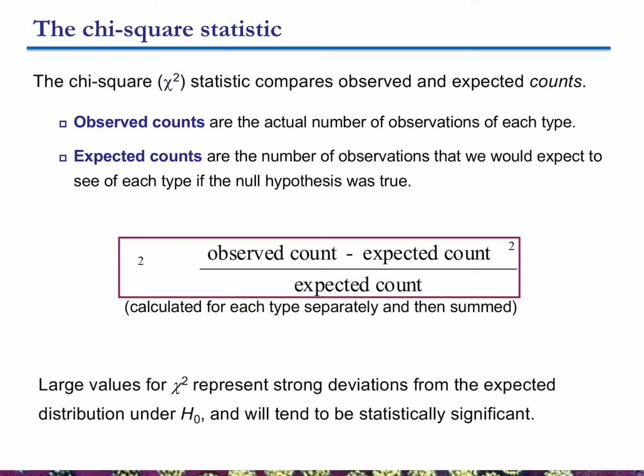So let me fill this in here. Our chi-square statistic equals the sum of the observed counts minus the expected counts, squared, divided by the expected counts. So you take your observed count, say the actual number of births on a Monday, subtract from that the expected number of births on a Monday, square that, and divide by the expected count.